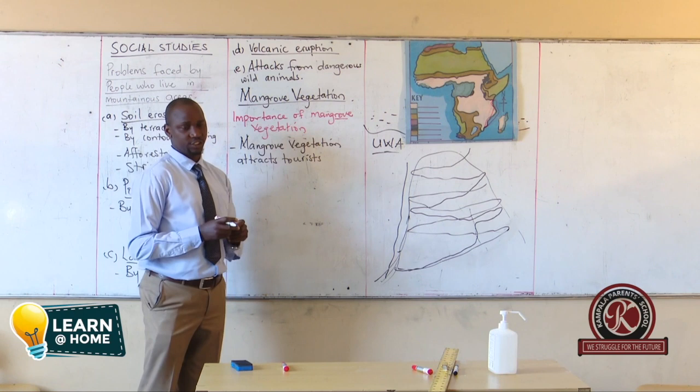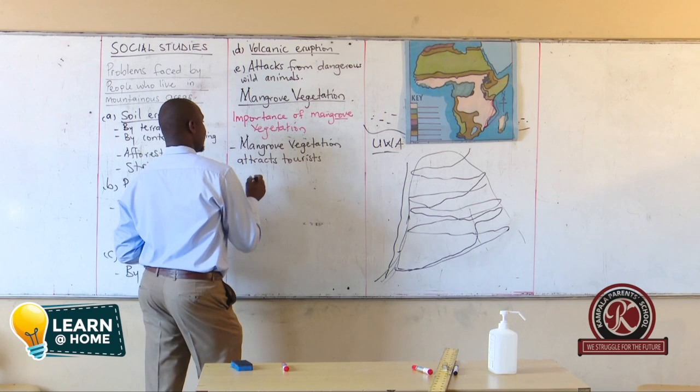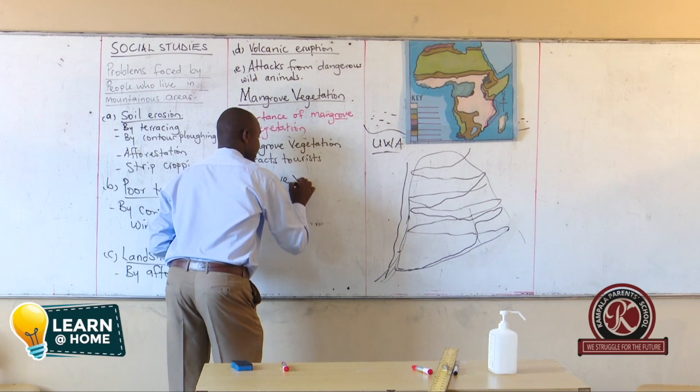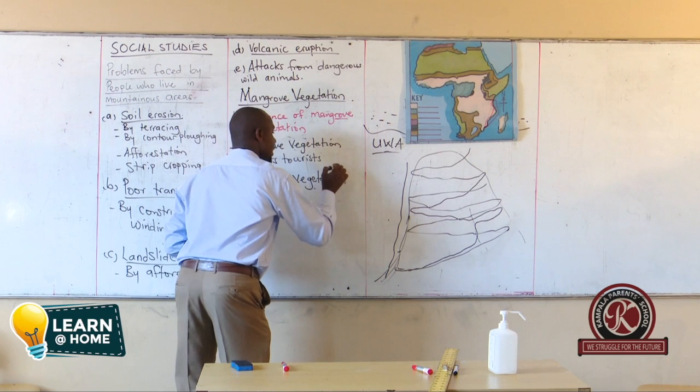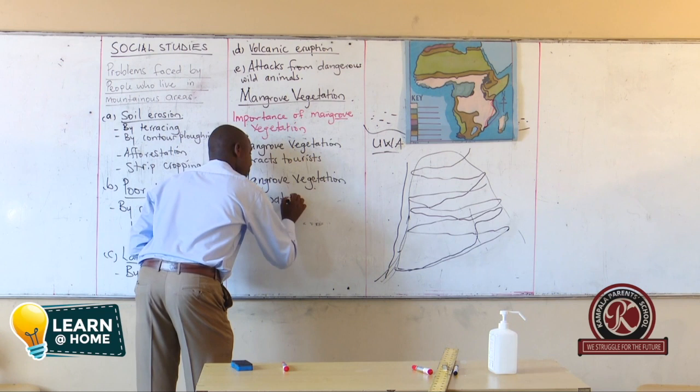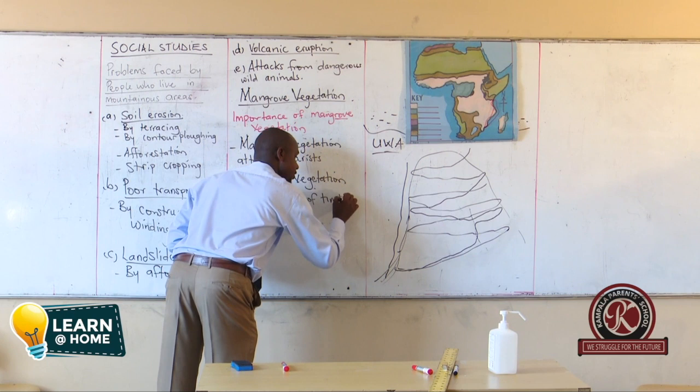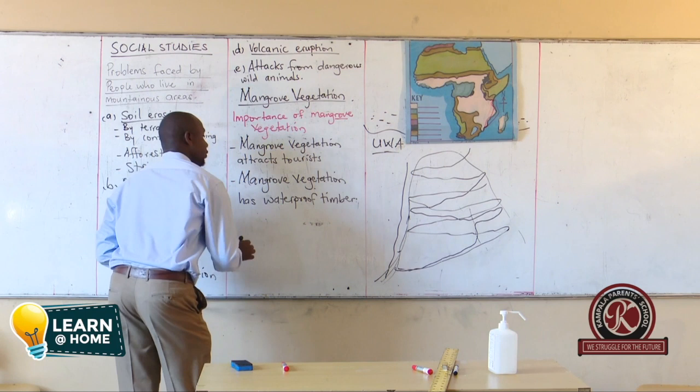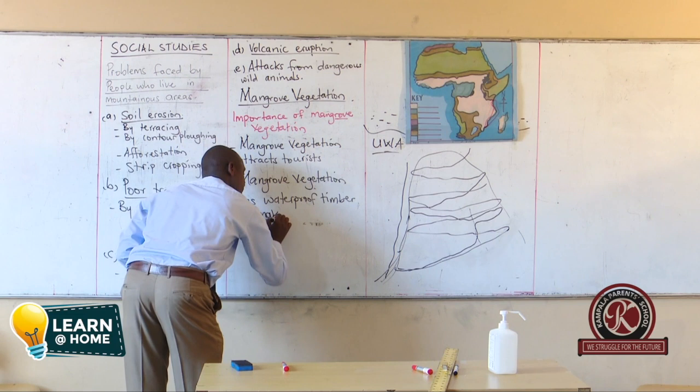So we can also go ahead and say mangrove vegetation has waterproof timber. It has waterproof timber for making boats. One can say ships. Mangrove vegetation has waterproof timber for making boats. One can say ships.